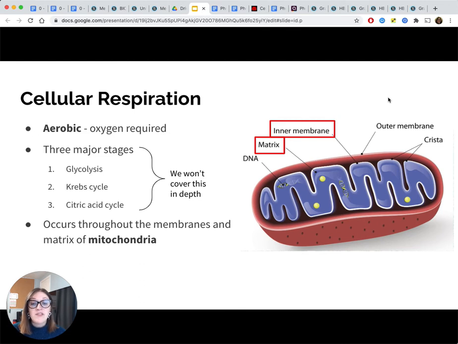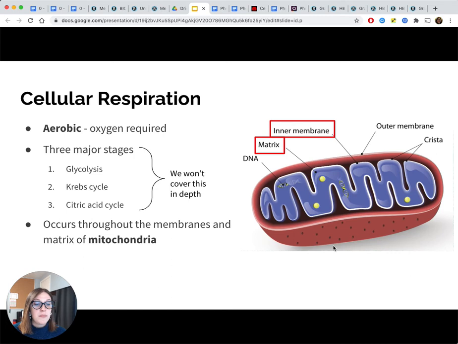The process of glycolysis actually first starts in the cytoplasm of a cell and produces 2 smaller molecules, which then go into the Krebs cycle inside the mitochondria, followed by the citric acid cycle. Again, we are not going to learn about them in depth. This process of cellular respiration overall occurs throughout the membranes and matrix of the mitochondria.